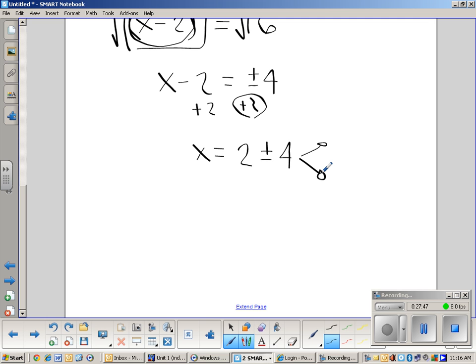Can someone tell me how I get the first answer? 2 plus 4. How do I get the second answer? 2 minus 4. And so what is 2 plus 4? And 2 minus 4? And so my answers are 6 and negative 2. Okay? And another way you can write your answer, I'm very happy with that also. You're just making a list, not putting it in the set braces, you're just making a list. That's okay also. These are all the values that x could be. Okay? Any questions on that one?